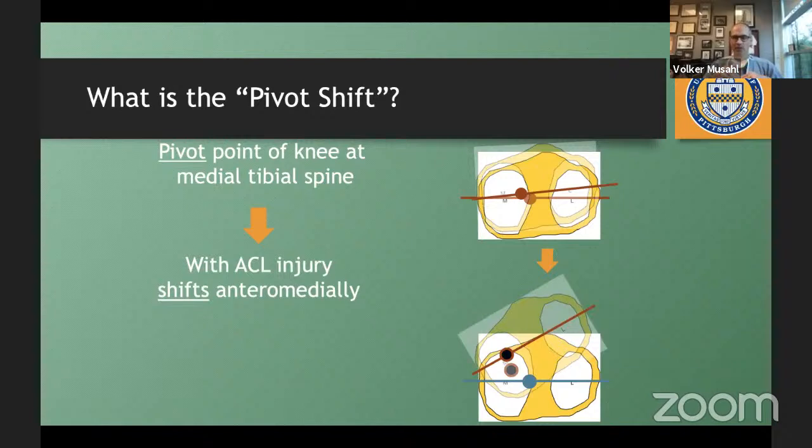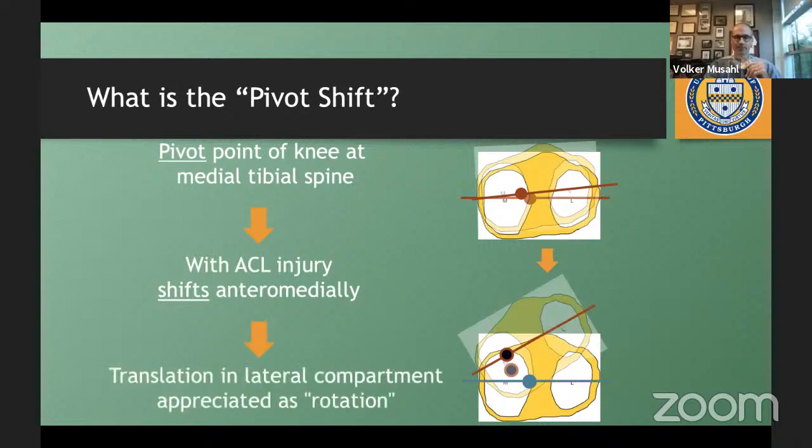And so now when you provide anterior drawer, or when the knee moves anterior, there's a coupled internal rotation, more or less, again, depending on how the bony shape is. So the bony shape is really important. That phenomenon we measure as the pivot shift.